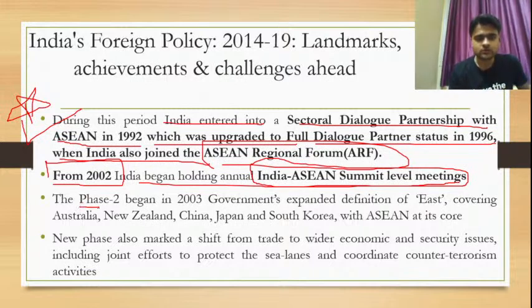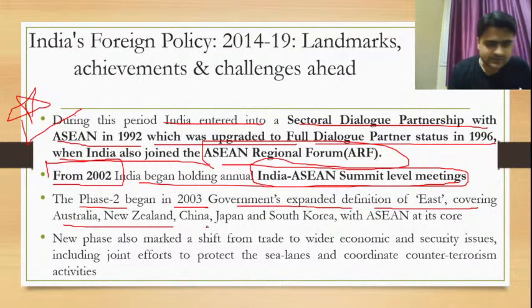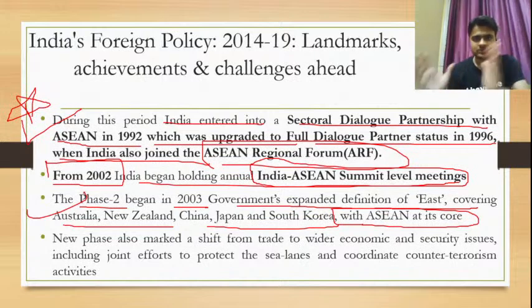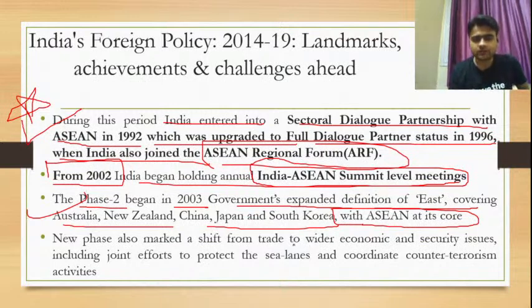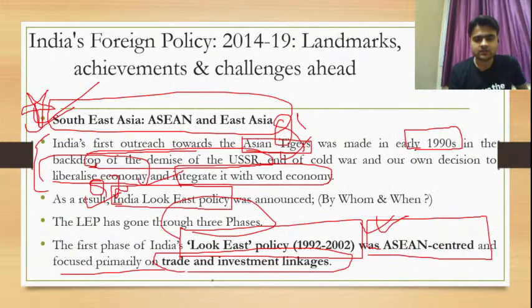Now what about phase 2? The phase 2 began in 2003. Governments expanded definition of East, covering Australia, New Zealand, China, Japan and South Korea with ASEAN at its core. Fine, this is the phase 2, when we expanded the meaning of the word East beyond ASEAN to cover countries like Australia, New Zealand, China, Japan, South Korea, etc. And now there was a shift from trade to wider economic and security issues. As we saw that in first phase, most important was trade and investment linkage.